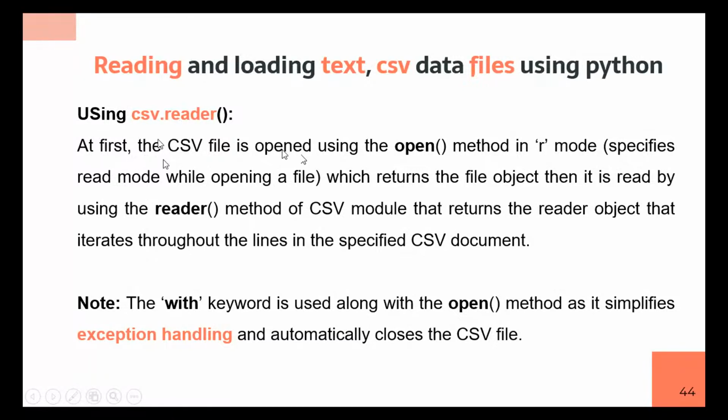CSV.reader. Then we have the open in read mode as we did earlier. Same thing. And then it is going to specify a reader mode, which returns the file object or file descriptor. Then it is ready, by using the reader object method of CSV, that is CSV.reader, it returns the reader object, and that iterates through the lines of the CSV file to access all the lines. Again, we have the same mechanism as we did with readlines.